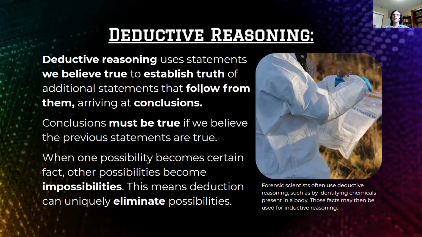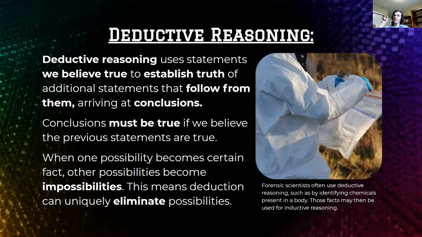Now, what makes deduction unique and different from induction is that when one possibility becomes certain fact, other possibilities become impossibilities. Deduction can uniquely eliminate possibilities. So I like to remember the difference this way: induction is introducing things, it's adding things. We're coming up with new conjectures, new patterns that we can use to predict stuff. It doesn't remove any possibilities. It just adds little footnotes to a possibility saying this one's likely, this possibility, I like that one. That one's likely, but it doesn't make it guaranteed.